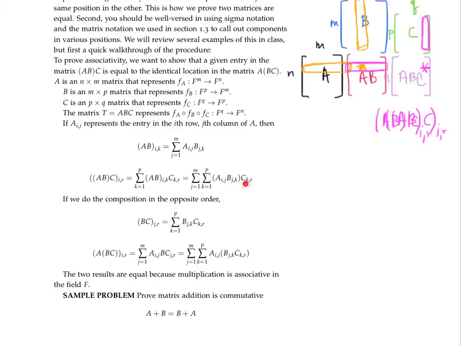And these entries in this matrix are just members of a field. And so this term is the same as this term because multiplication is associative in the underlying field that that matrix is written in. Let's take a look at a simpler problem.